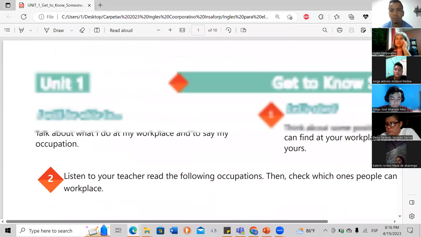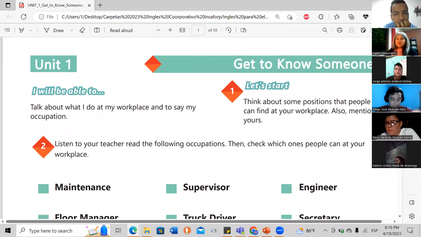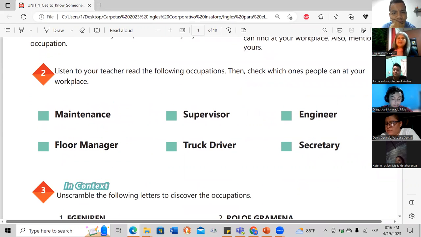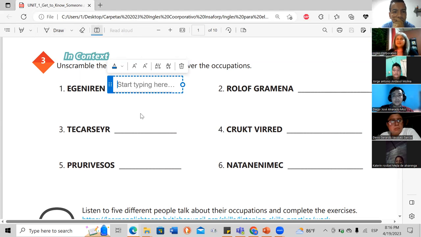Okay, tenemos acá la unidad 1. Tenemos el vocabulario que les enseñé ayer. Maintenance, floor manager, supervisor, truck driver, engineer, and secretary. Aquí tenemos: scramble the following letters and discover the occupations. Scramble significa revuelto. Okay. What will be the first one? ¿Cuál sería este? Engineer.